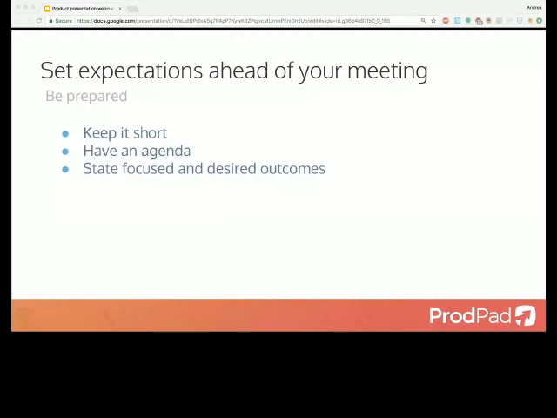To keep the meeting short and to the point, state the focus and desired outcomes of your meeting beforehand. You might want to send a quick email ahead of the meeting with these details, or just write it down as part of your calendar invite. You might want to take this opportunity to write down some talking points as well that you will be covering during your discussion.